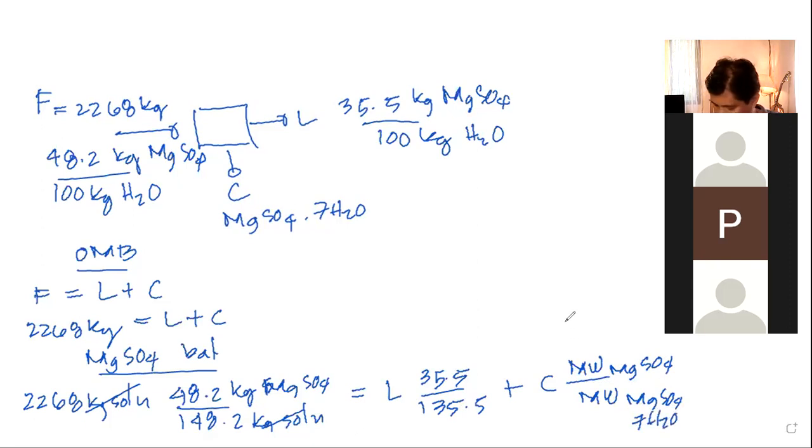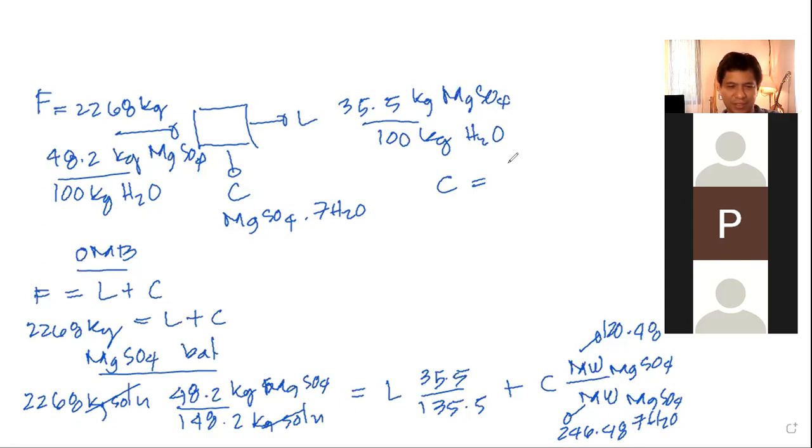So pag kinalculate nyo, that would be 120.48. This is 120.48. At saka this one is 246.48. Okay, so just try to calculate C. C yung kailangan natin using your calculator. So, ayan. So, 1, 1, tapos 2268.